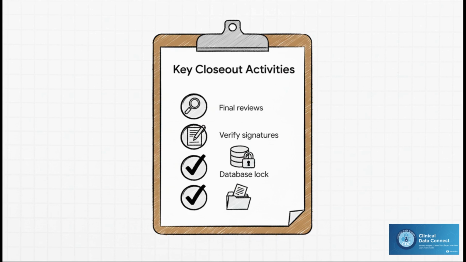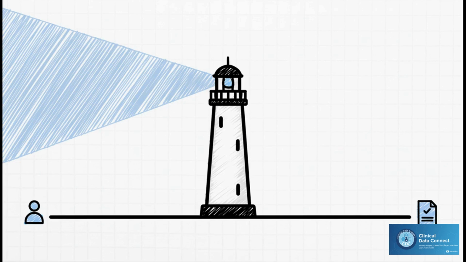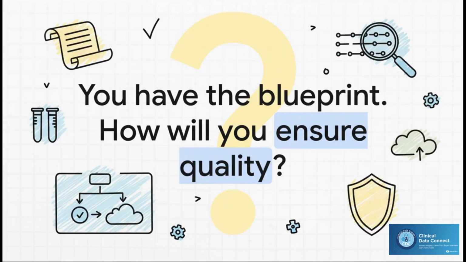So when you boil it all down, what's the big takeaway? The data management plan isn't just another document. It is the study's single source of truth. It's the blueprint, it's the roadmap, it's the rulebook that ensures data integrity from the very first piece of information collected all the way to that final study report. And that wraps up our deep dive into the data management plan.